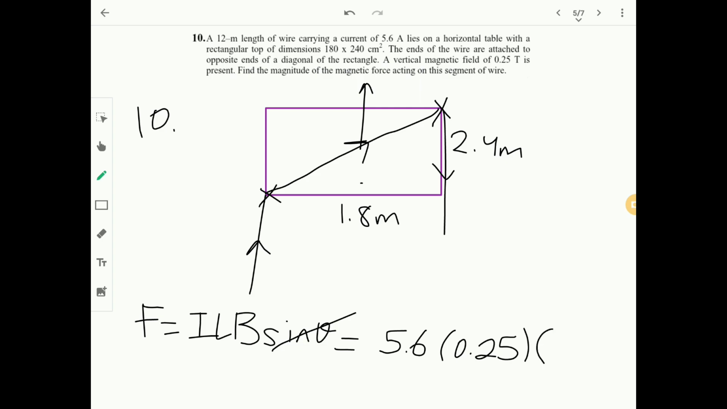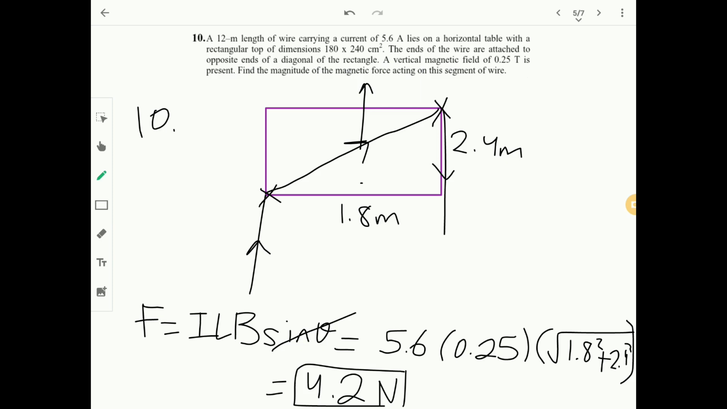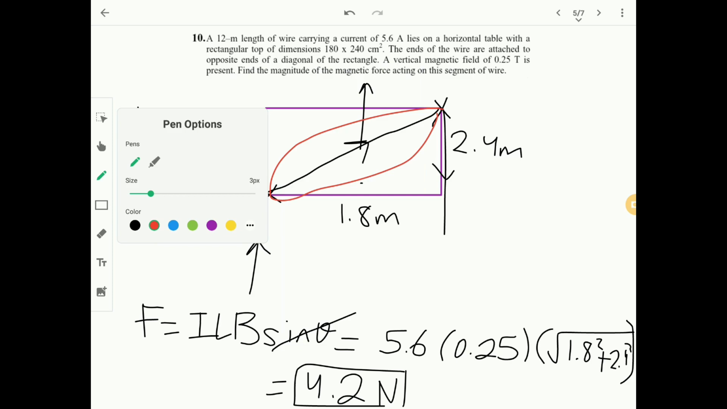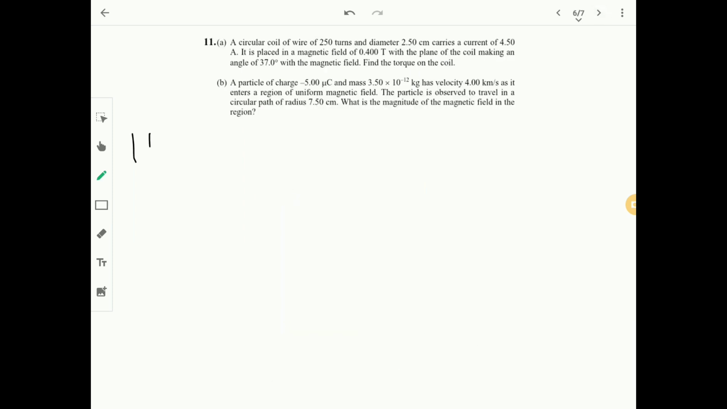So we do the square root of 1.8 squared plus 2.4 squared, and when we solve all that we should get 4.2 newtons. So basically we take the length of the diagonal of the rectangle only, because that's the only section of the wire on which there is a force occurring. Nowhere else do we have a force. Give you guys a few seconds and then we move on to the last question of chapter 27. Alright, let's move on. 11 part A.